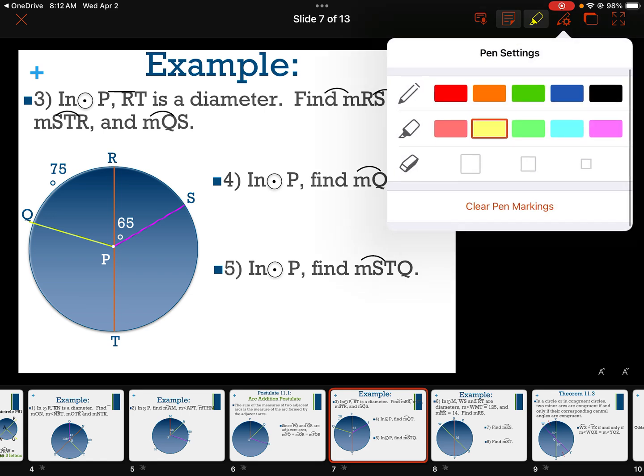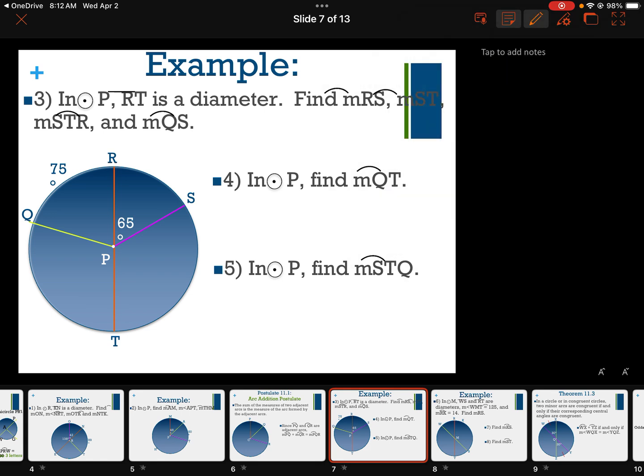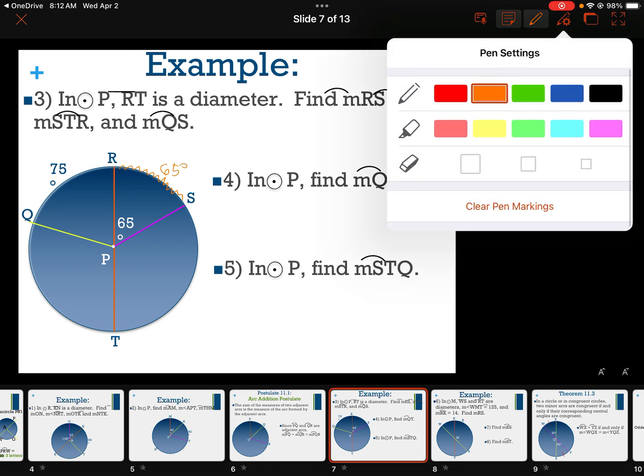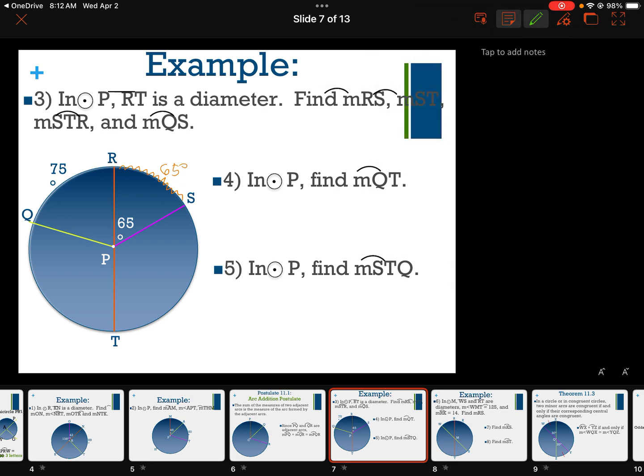Okay, so I'm going to write down all the things I know here. I know that this arc right here from R to S has a measure of 65. I know that this central angle right here has a measure of 75, because that's the measure of its corresponding arc.